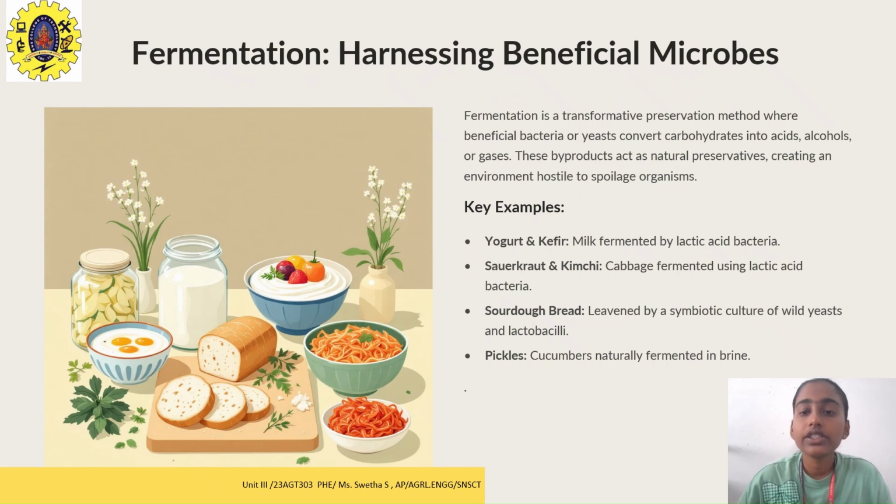Fermentation. It is a transformative preservation method. Beneficial bacteria and yeast convert carbohydrates into acids, alcohol, or gases. These byproducts act as natural preservatives, creating an environment hostile to spoilage organisms. There are examples like yogurt and kefir, sauerkraut and kimchi. Kimchi is very trending now, and there are also sourdough bread and pickles.